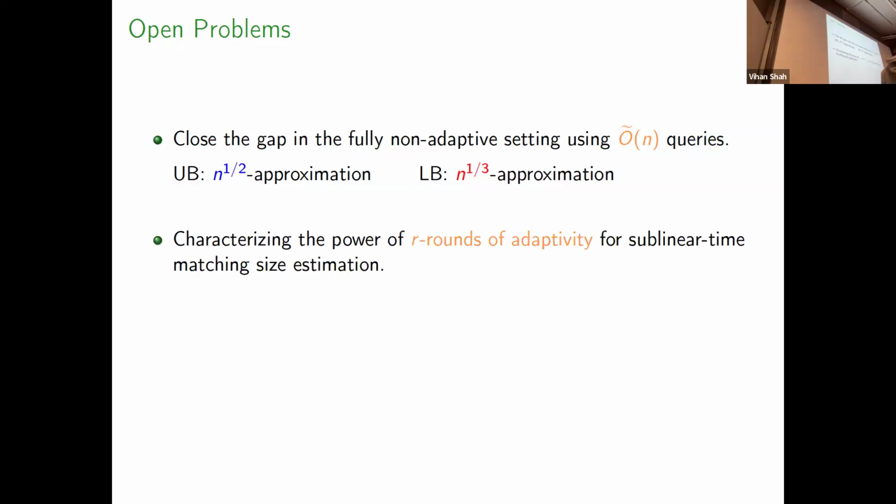Also, we looked at non-adaptive algorithms in this talk, and there's been a lot of work on completely adaptive algorithms. But what happens in the middle? What if I give you 2 rounds of adaptive queries? That has been completely unexplored. So I think characterizing the power of R rounds of adaptivity is a very nice question. All right, so this is all I have for you today. Thank you so much for listening.